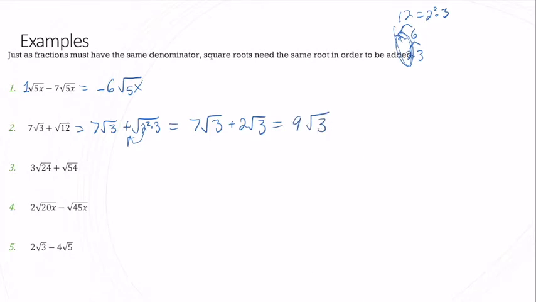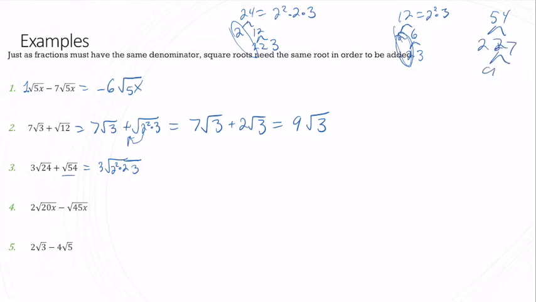Let's do this again. I have 3 square root of 24 plus the square root of 54. Well, 24 is going to factor into a 2 times a 12, which we already know is a 2 and 2 and a 3. So I'm going to have 2 2's. So I want to write 24 as 2 squared times 2 times 3. Next, I've got to take the square root of 54. 54 factors into a 2 and a 27, which factors into a 9 and a 3, which factors into a 3 and a 3. So I'm going to write 54 as 3 squared times 3 times 2.